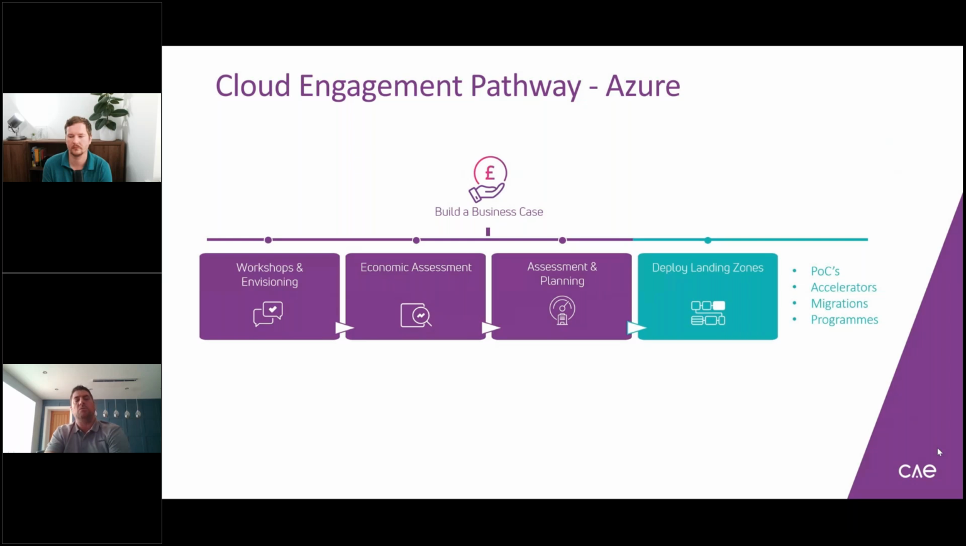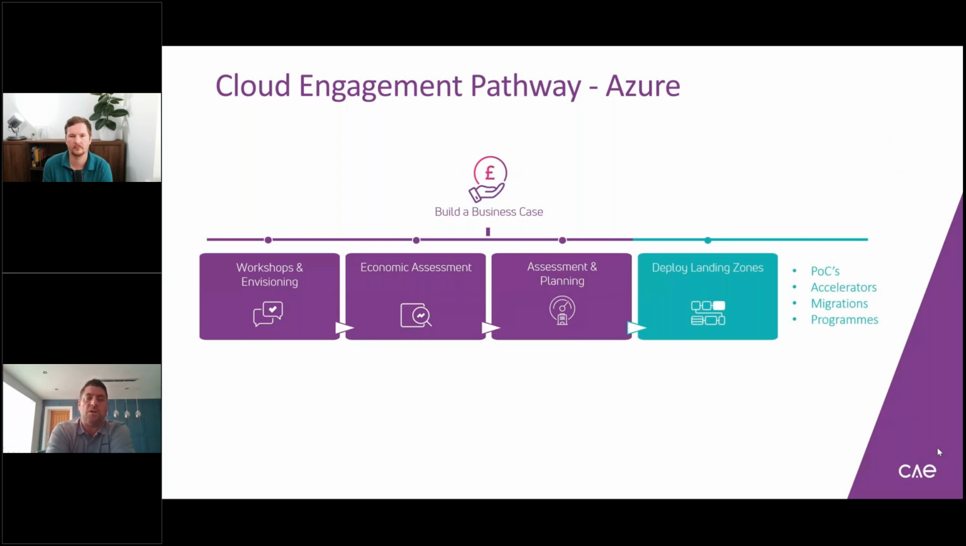How do we do that? Well, we have a pathway of an engagement model that we like to follow. It aligns with our overall CA methodology and things like the Cloud Adoption Framework from Microsoft. Basically, we want to get to know you, and to do that, we have to take you through a series of engagements. We start with workshops and envisioning, which is about us getting to know you, but also about you getting to know the technology and what's possible.